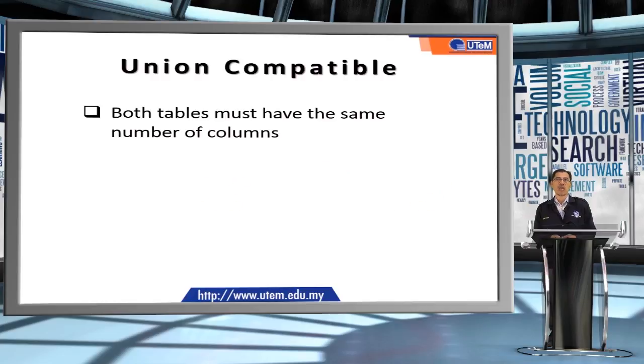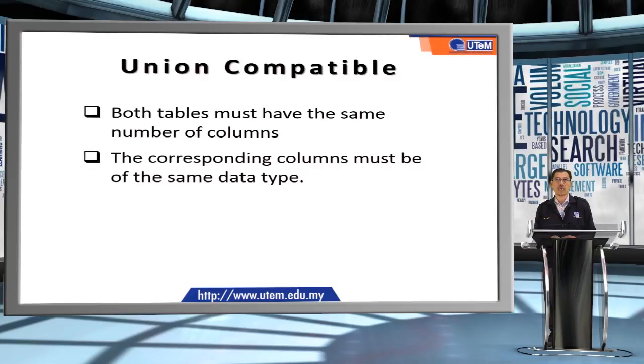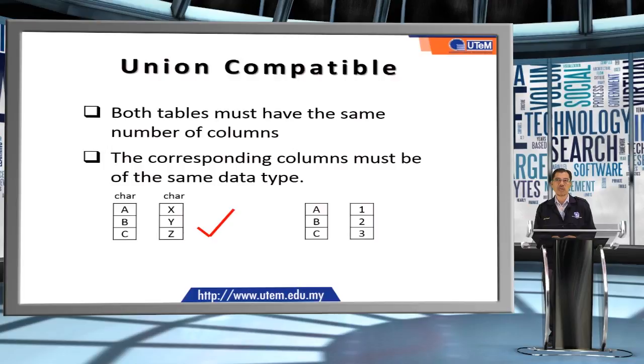The corresponding column must be of the same data type. In this example, the tables are union compatible because they have same number of columns and the columns are of the same data type. In the next example, the tables are not union compatible because the columns are of different data types, even though they have equal number of columns.